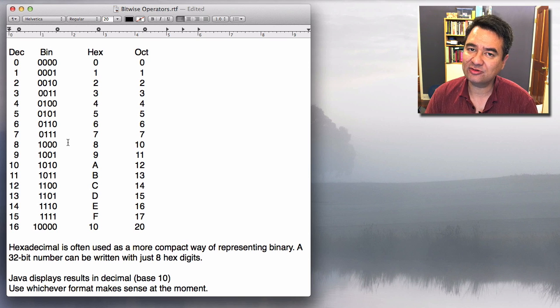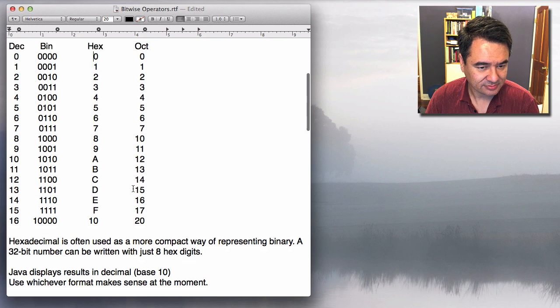Now, Java is always going to display results to you in base 10. However, when you're typing in your programs, you can use whatever number format makes sense to you at the moment. So if you need to be working in binary, you can type in your numbers in binary. If you need to be working in base 8, you type your numbers in octal.